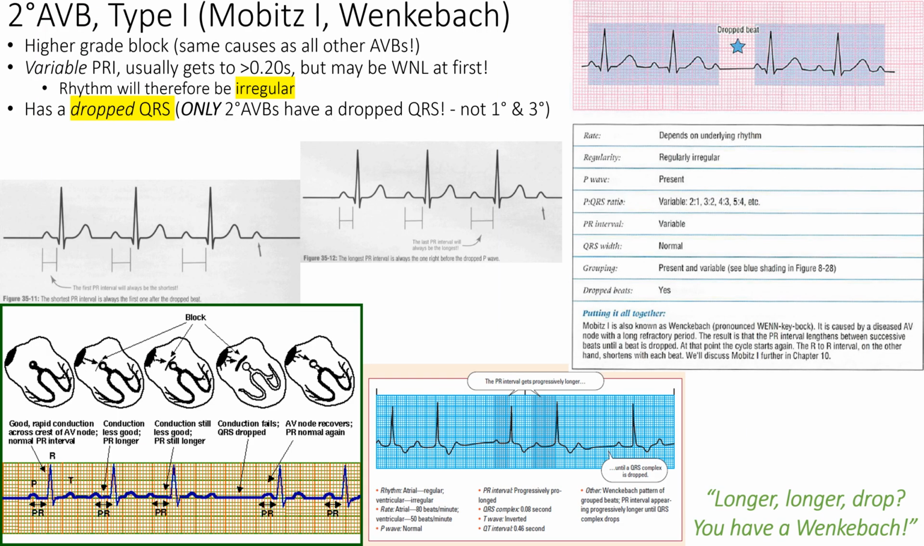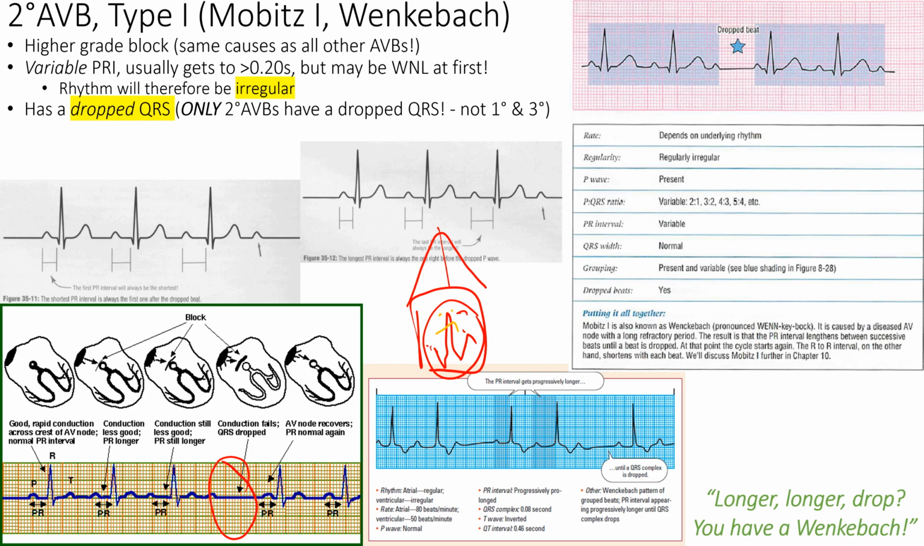So second degree blocks always have a dropped QRS complex. It's missing. It's on the back of a milk carton somewhere. So let's draw a little milk carton right there. Have you seen me? It looks sad too. So you've lost a QRS. The QRS is gone. So it happened all of a sudden, basically.